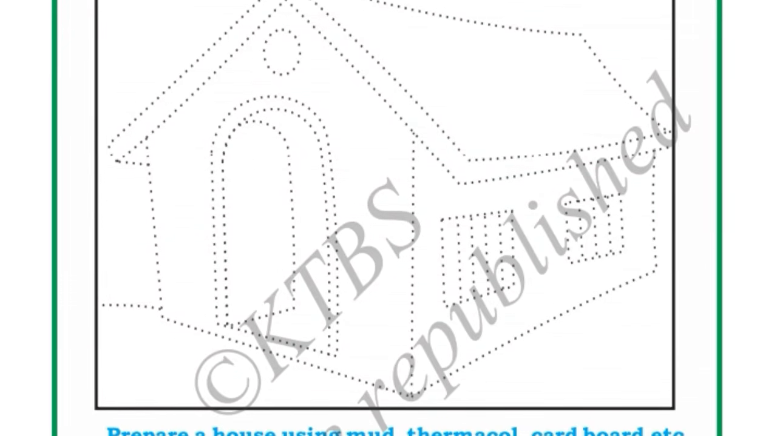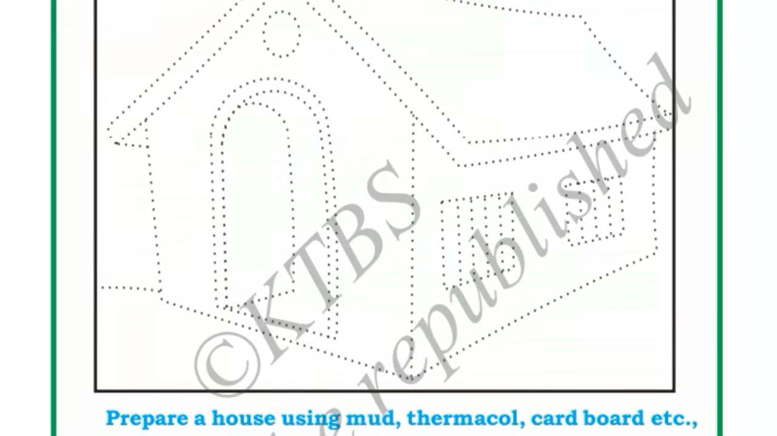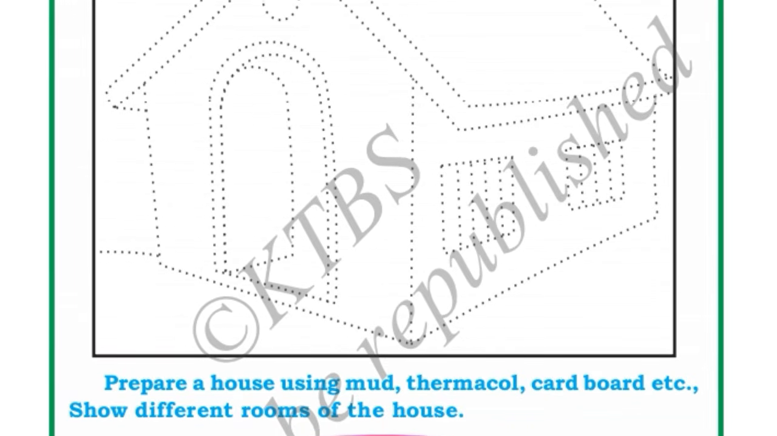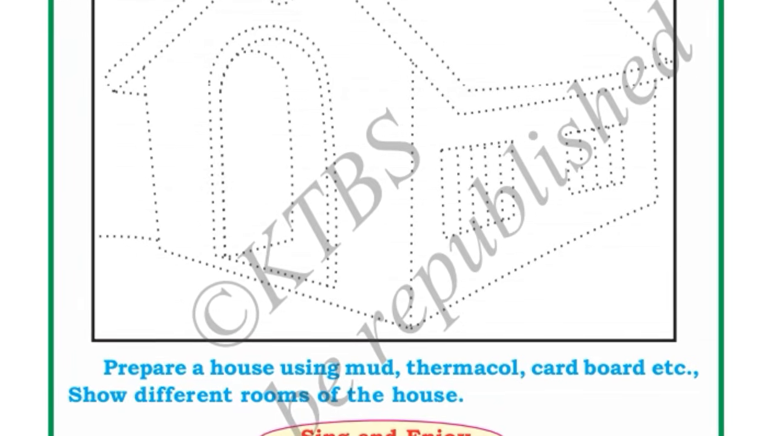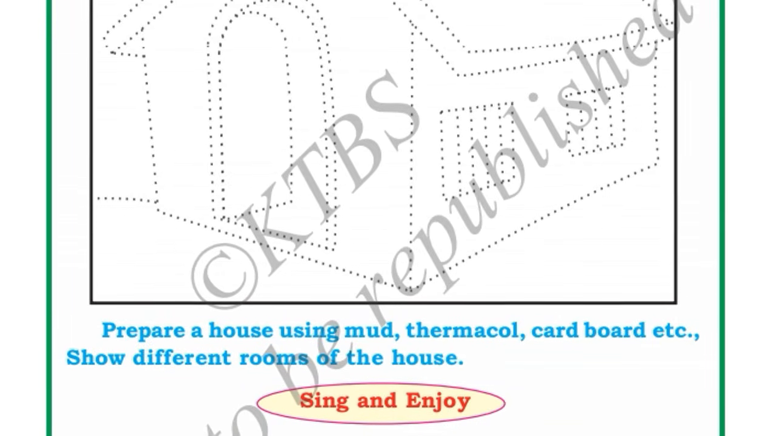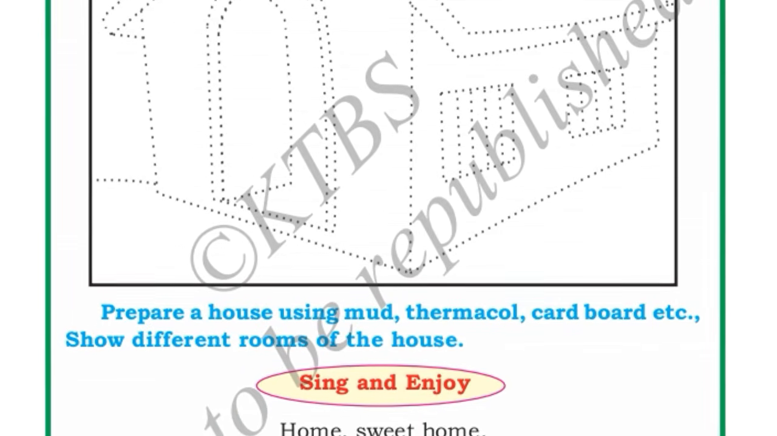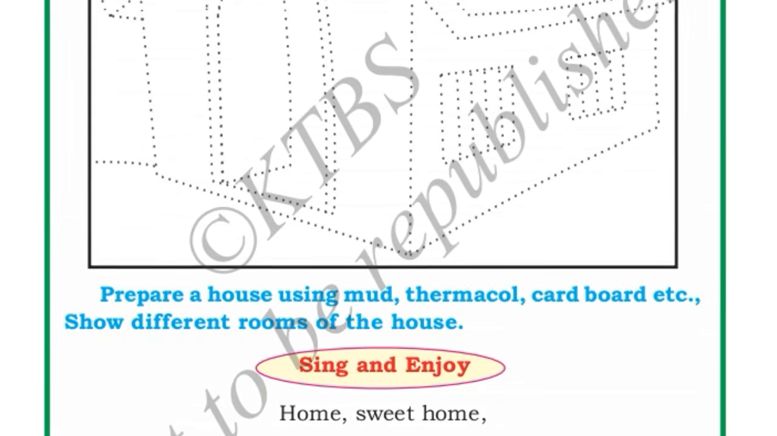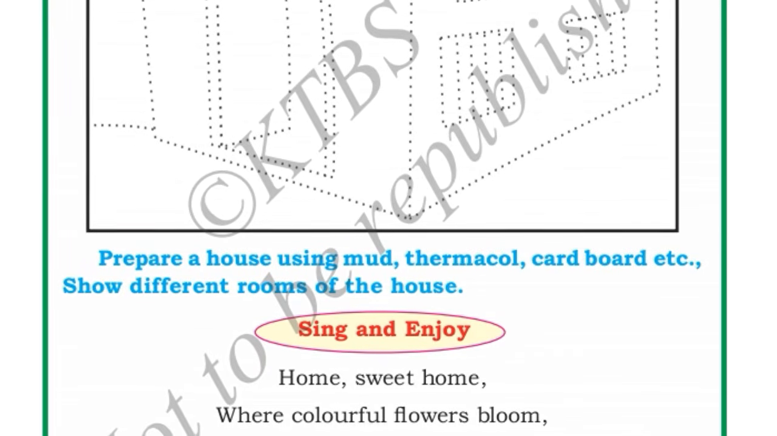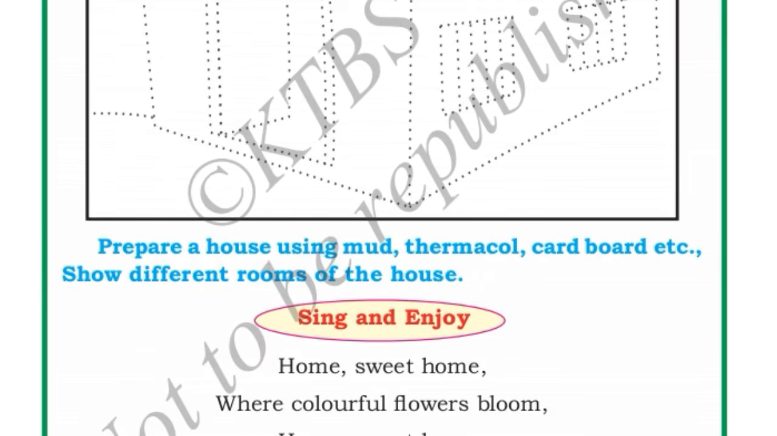Okay, see here children, one activity is there. You should join the dots and color it with the color of your choice. If you join these dots, a picture of a house will form. You have to join the dots and color it with the colors of your choice. Okay, and you can also prepare a house using mud, thermocol, cardboard, etc. Okay, so here one small poem is there. You can also sing and enjoy.